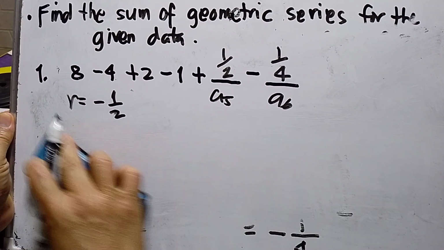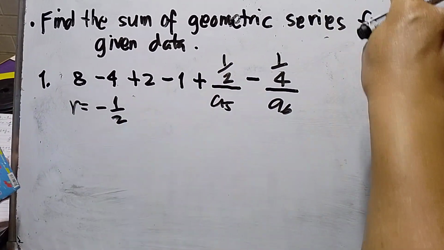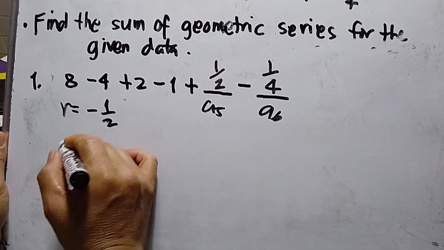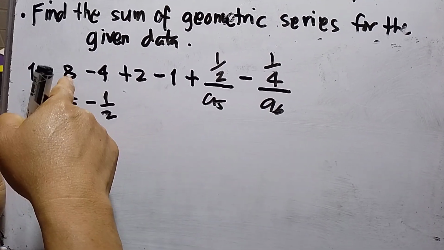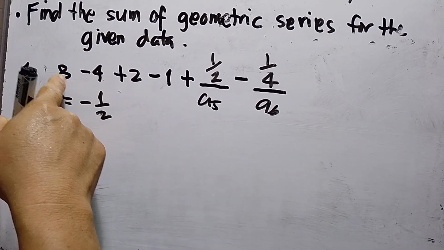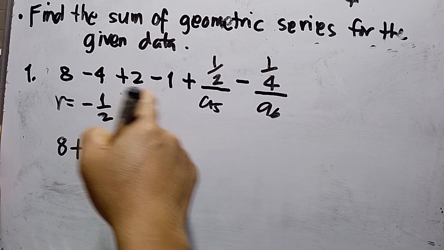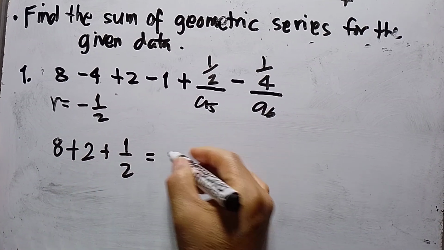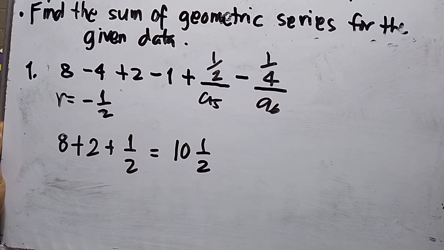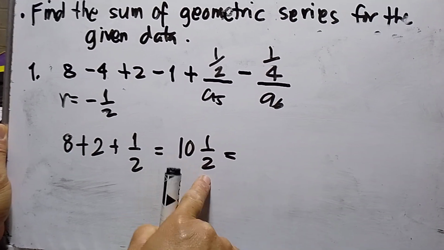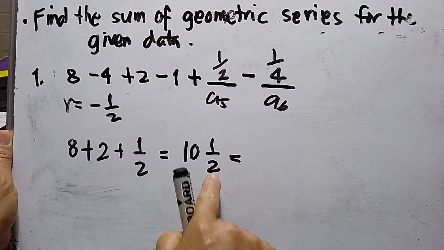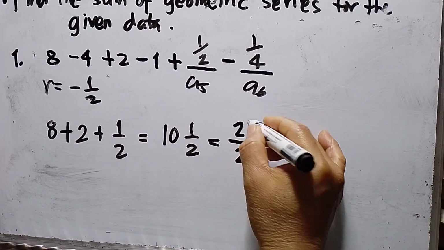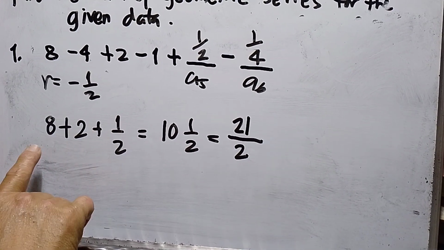Then we will take the sum. We will check if our S6 is equal to 21 over 4. So this will be 8. Add first the same sign: 8 plus 2 and then plus half. We know that 8 plus 2 is 10, plus half, that is 10 and a half. Because this is a mixed number, we'll find the improper fraction. So 2 times 10 is 20, plus 1 is 21 over 2. So that is for positive.